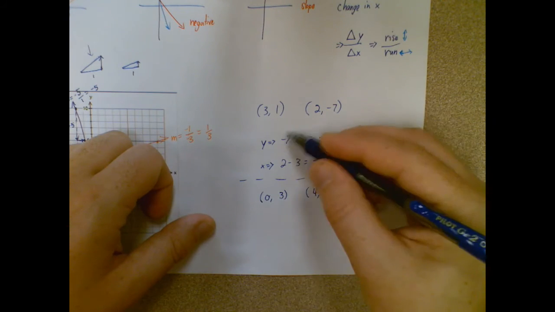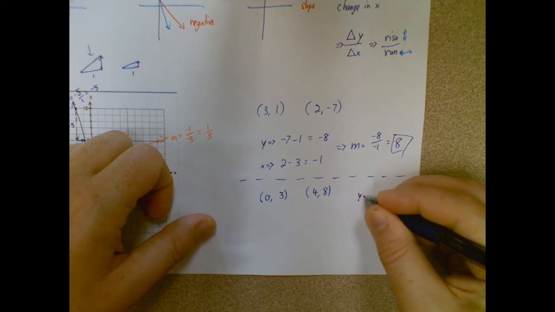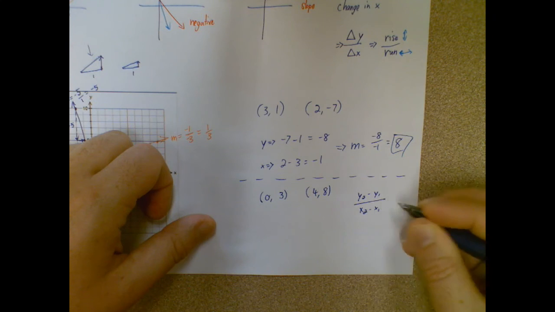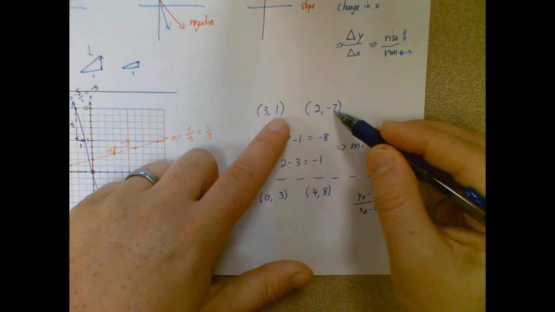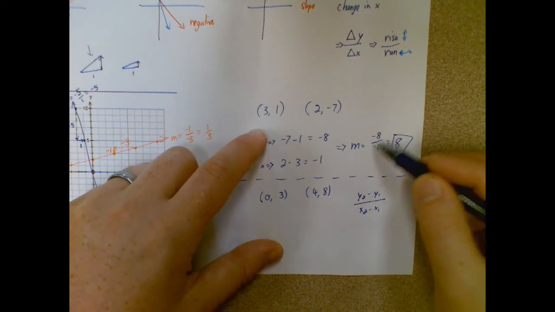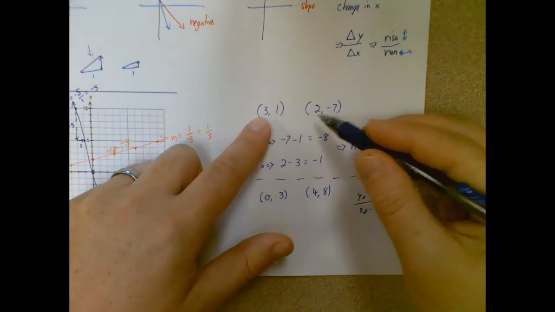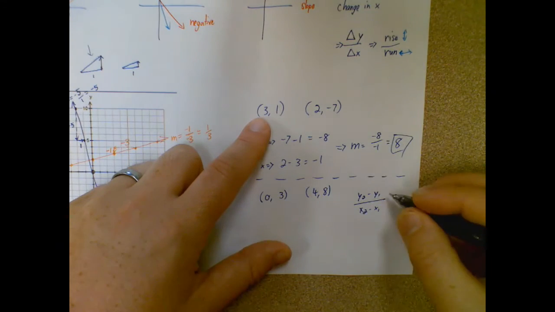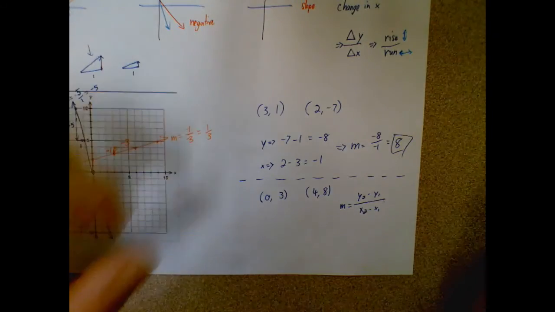Basically the formula is just this all in one go. It's y2 minus y1 over x2 minus x1. It's the same subtractions we did here. So the y coordinate from the second minus the first, over, that's why we divided here, the x coordinate from the second minus the x coordinate from the first. That's equal to m because that's what we call slope.